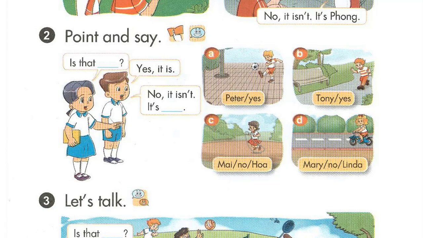Page 20. Lesson 2. Activity 2. Point and say. Is that Peter? Yes, it is. Is that Mary? No, it isn't. It's Linda.